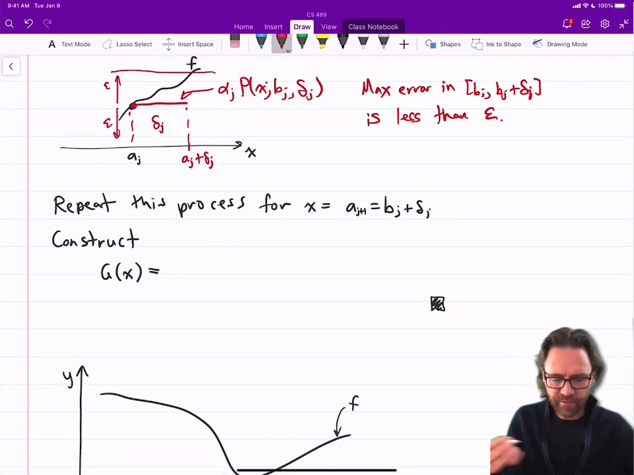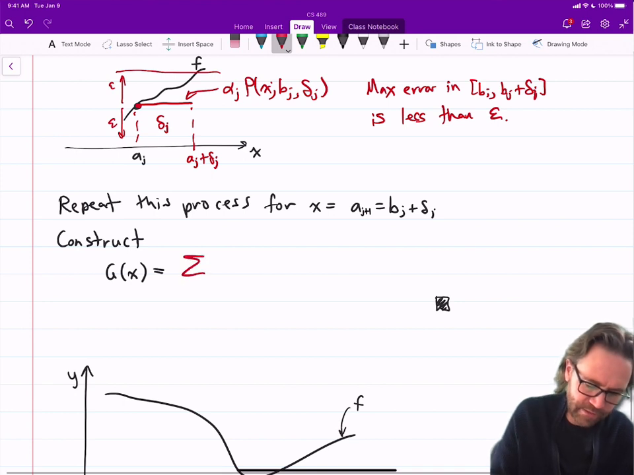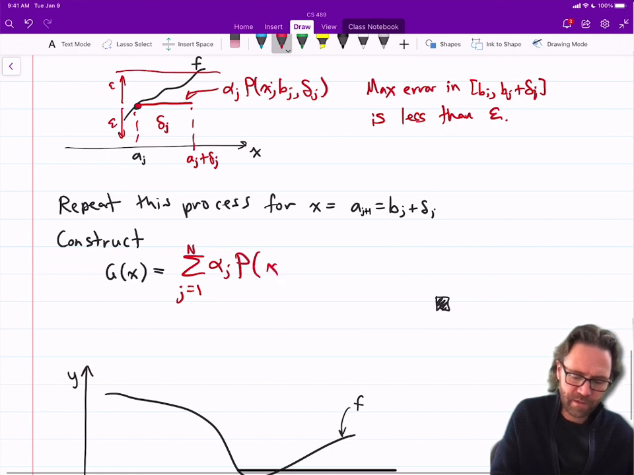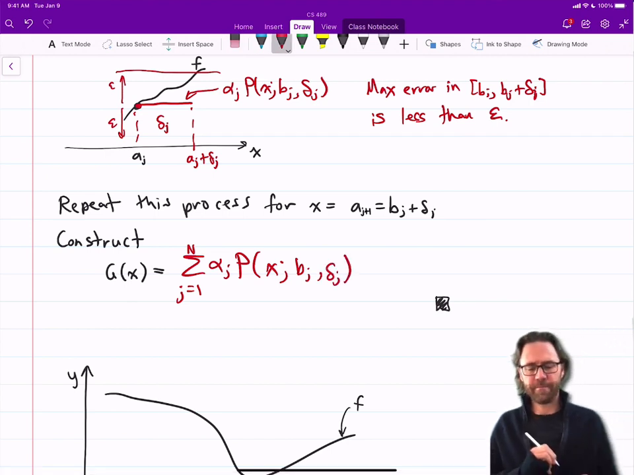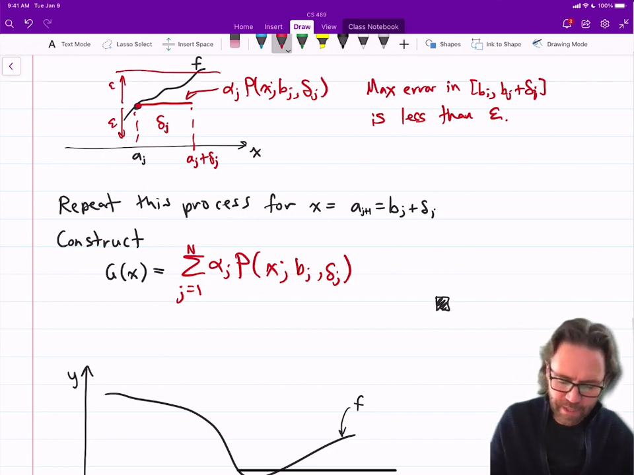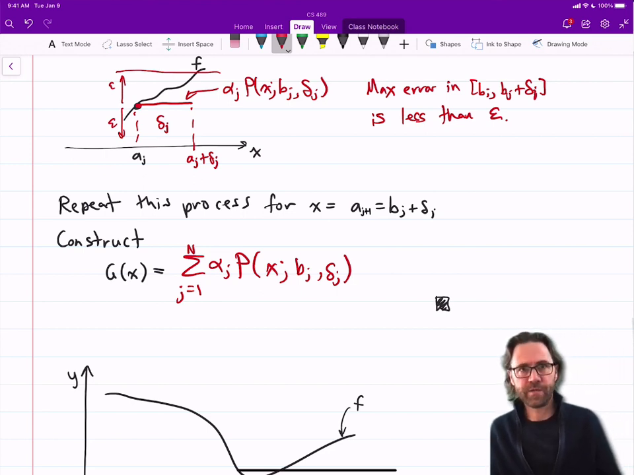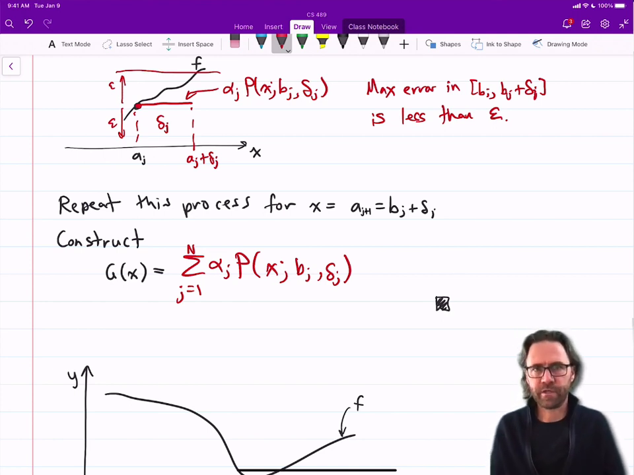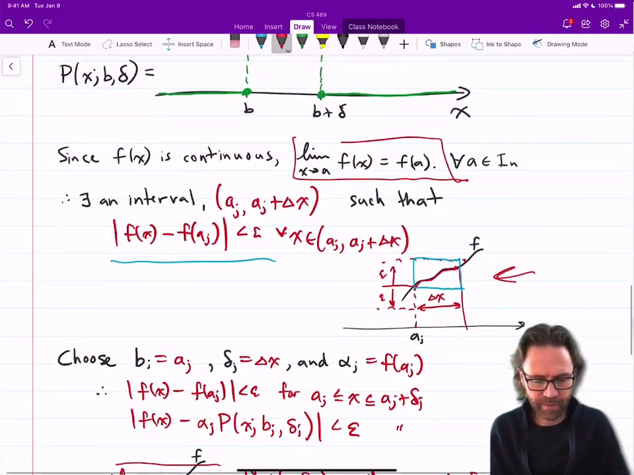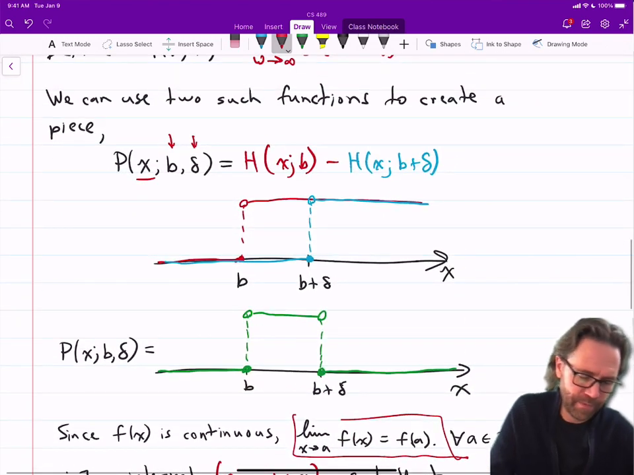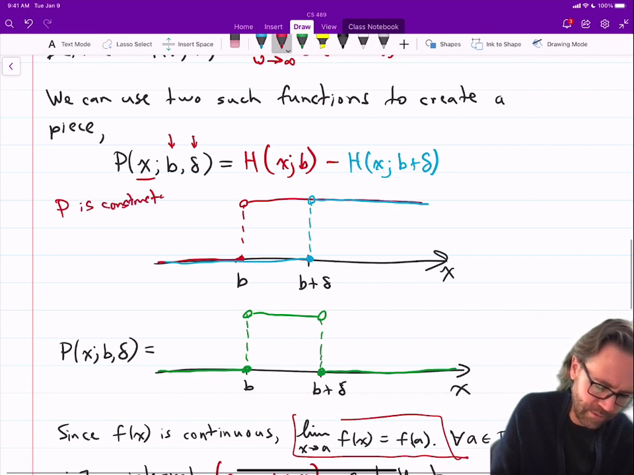Okay, so once I have all these pieces, I construct my g of x as the sum, j equals 1 to n, of alpha j p of x b j, like that. So now, since these p's are constructed from sigmoid functions, then my entire g is constructed of sigmoid functions. I guess I kind of skipped over that. Maybe I should say that here. P is constructed of sigmoid functions.